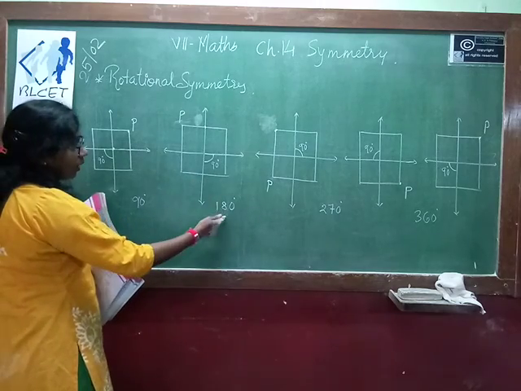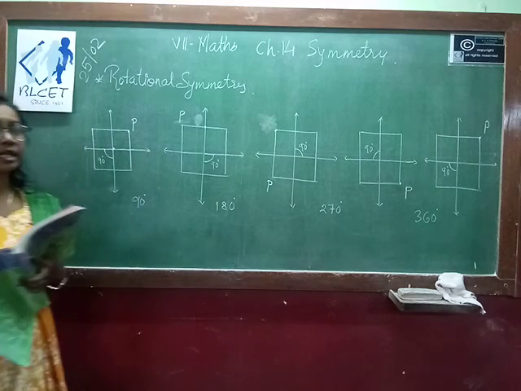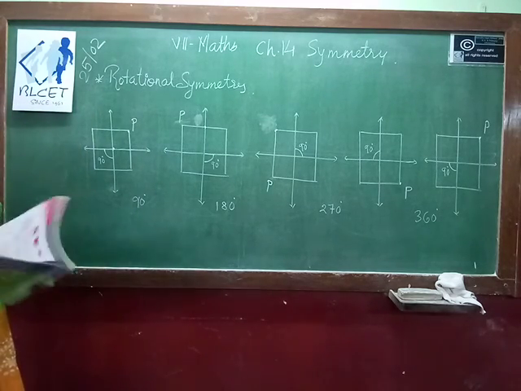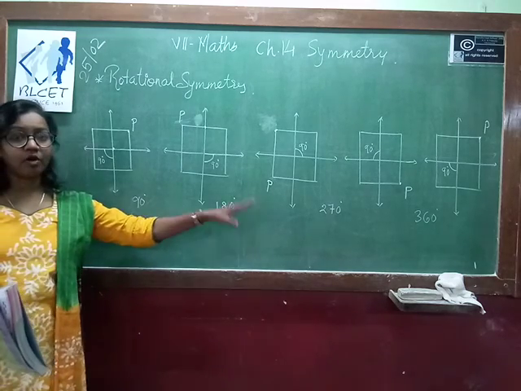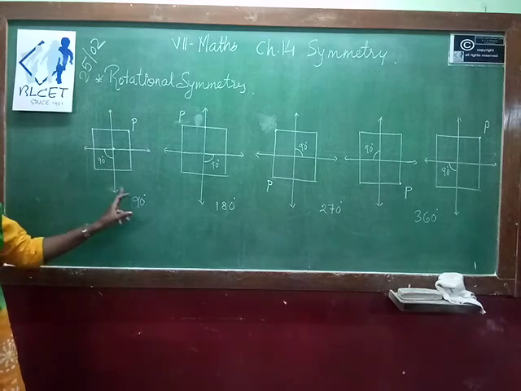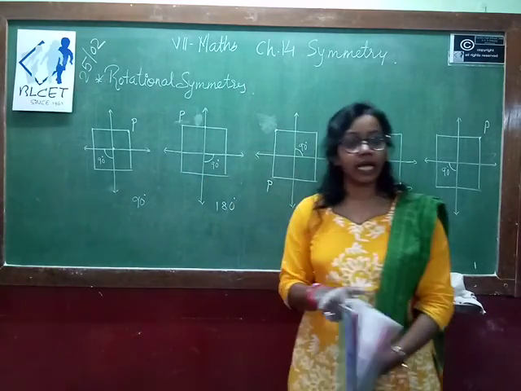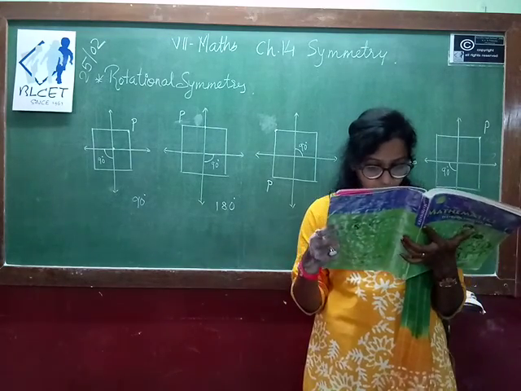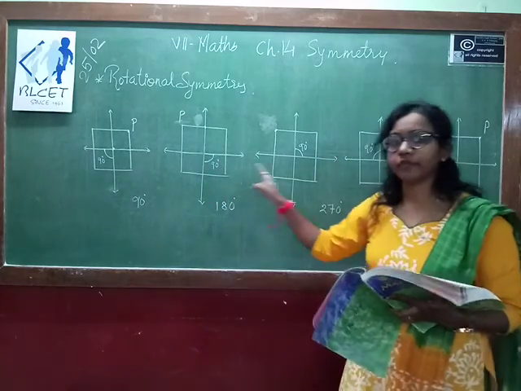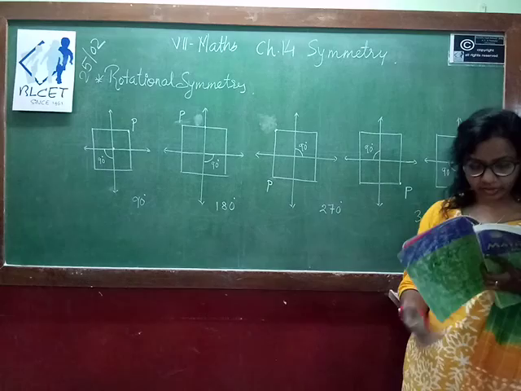For the second turn 180 degrees, for the third 270, and for the last 360 degrees. 360 degrees means a full rotation is completed. So how many times are we rotating? 4 times. So the order of rotational symmetry is 4 and the angle of rotation is 90 degrees, because each time we are rotating the object by 90 degrees. First 90, that is a quarter, then half, then 3 parts of 90 degrees, and then the full rotation.